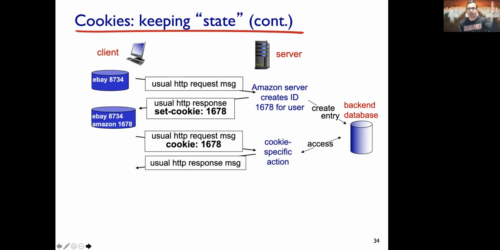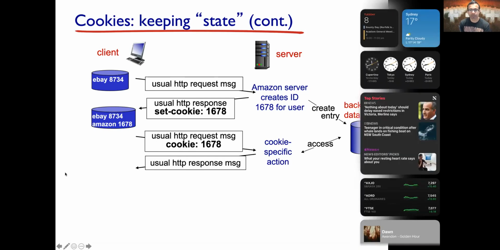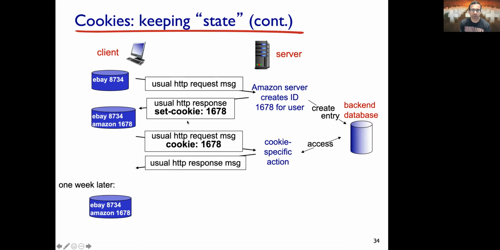Now any subsequent GET requests sent to the Amazon server, right? Imagine this user now starts clicking things on the Amazon website, starts adding things to the shopping cart or whatever. Each of those actions manifests a GET request. Each of those GET requests would include this cookie for Amazon. The server, when it receives this cookie, will be able to match it with its backend. Okay.